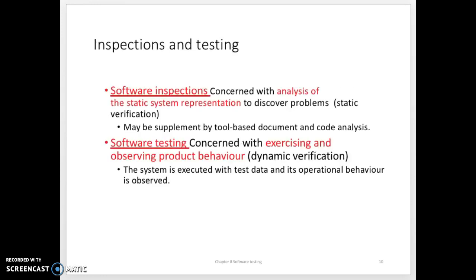Again, we have one more term to discuss: inspections and testing. Software inspections are concerned with the analysis of the static system representation. This means inspection is a testing procedure that happens while the system is not running, while software testing is concerned with exercising and observing product behavior, and we call it dynamic verification.